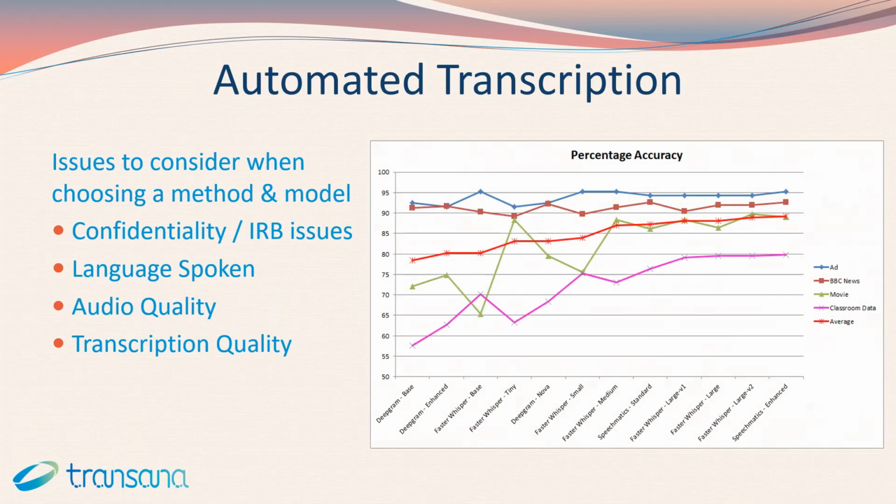What you'll see here is I've run a whole series of tests. I've looked at 4 different types of data. The blue line is a television advertisement. And you can see that, and I ran it across 12 different methods of automated transcription. And you see that with the television ad, accuracy ranged from about 92% to about 95%. Pretty good accuracy, nothing was perfect. But that's really clear audio with no distractions.